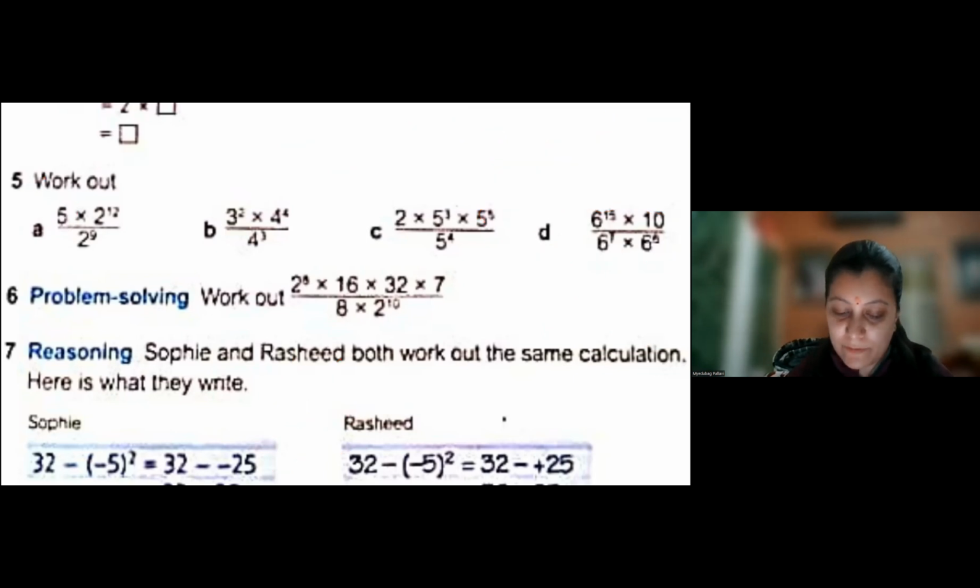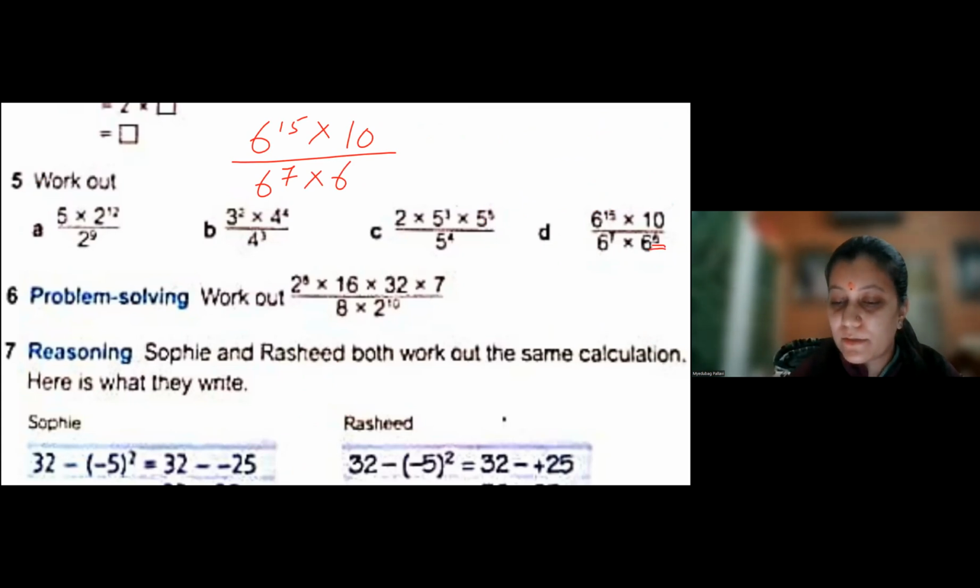This was the C part, right? Let's try the D part now. 6 to the power 15 multiplied by 10, upon 6 to the power 7 multiplied by 6 to the power of 6. Where the bases are the same, we'll solve the powers together first, and then multiply it with the remaining number, whatever we have.